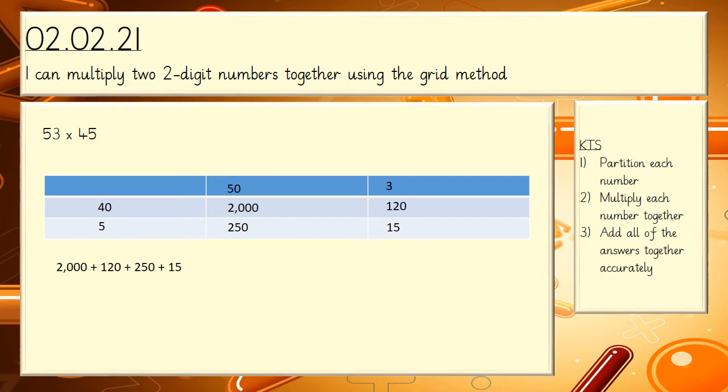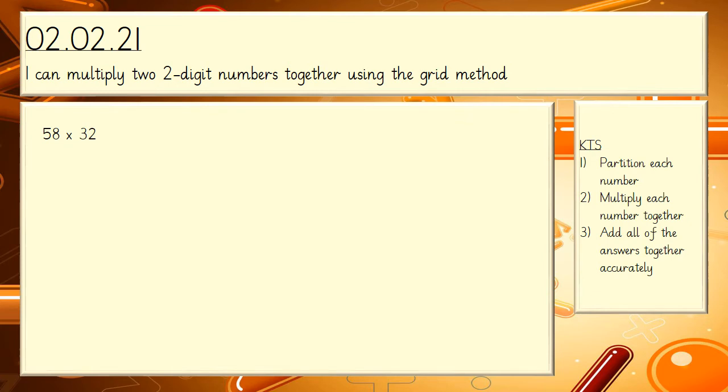Adding all those together, did you use the column method? Have you checked through your answers to make sure that you're adding those accurately? If you did, you'd get 2,385. Now, if you feel confident with this and you want to move on to the fluency and the problem solving, that's absolutely fine, you can do this. However, if you want to go through another example with me, then you can stay on this slide and work through this one with me.